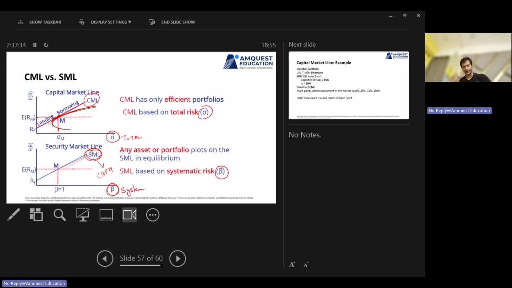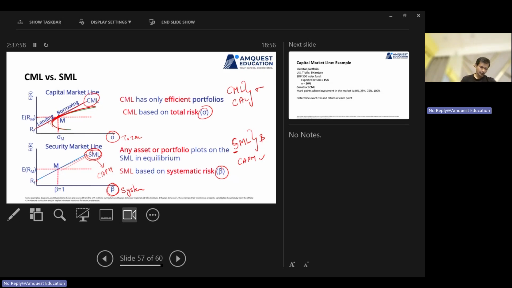The CML, or capital market line, is based on the capital allocation line, and both are based on standard deviation. The security market line is based on beta, because it comes from the CAPM model. So please remember this difference, it is important.